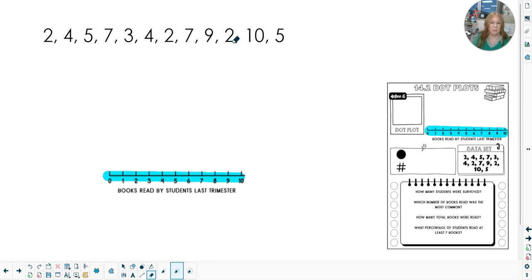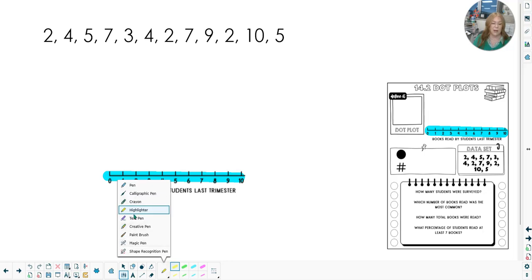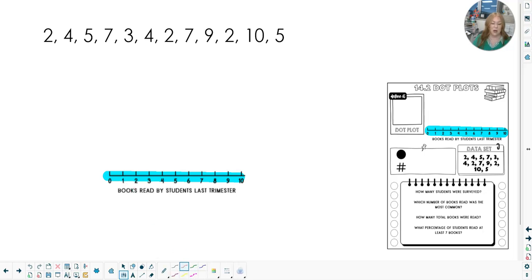So here are these people and they have read books last trimester. So it's how many books they read each trimester. We're just going to place a dot above the number every time we see that happen. So our first one is 2, so we're putting a dot above the 2. Then we have 4, 5, 7, 3, right? They're all just lined up for the first one.